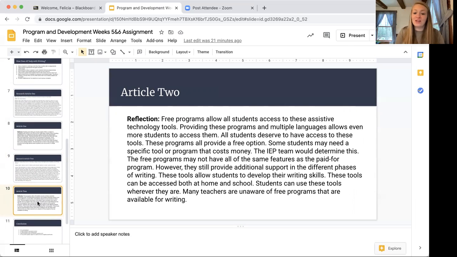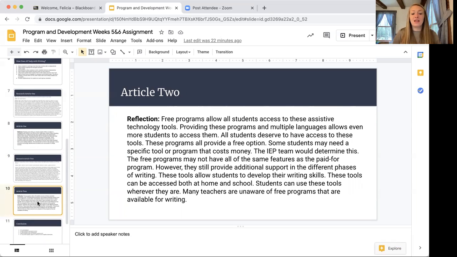And some of them actually provided multiple languages, which I thought was really cool, because sometimes you don't see that with a free program. You often have to pay for something like that. So that was super cool. All students deserve to have access to these tools. So providing the free options is really important because students and families don't have the money, and school districts don't have a whole lot of money. So these free programs really allow students to have the opportunity to use the assistive technology to help and assist them in the curriculum.